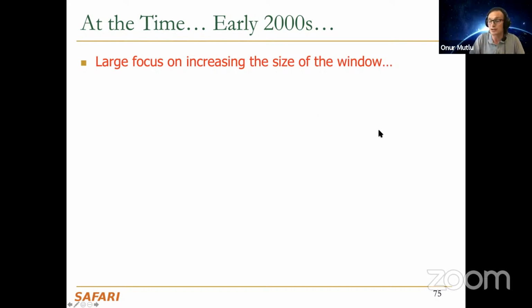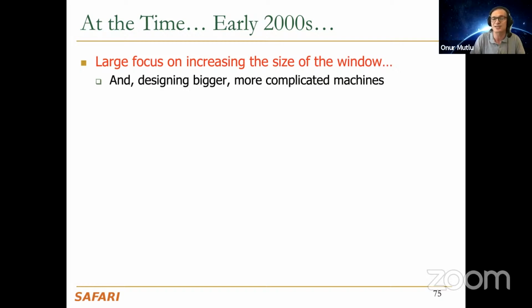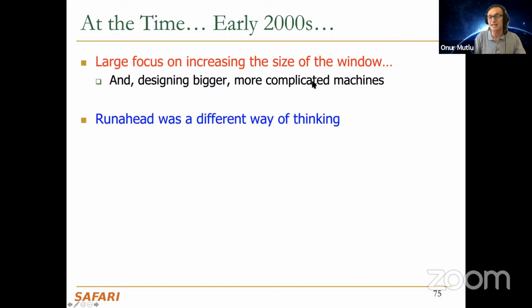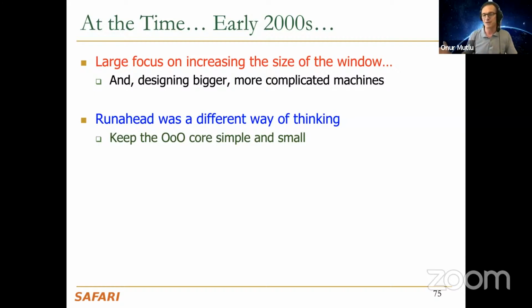But it's always good to focus on some different disruptive ideas also, because there are downsides to increasing the window, of course, designing bigger and more complicated machines. So run-ahead execution was a different way of thinking, essentially. The philosophy was very principled, in my opinion. We talk about principles a lot in this course, right?